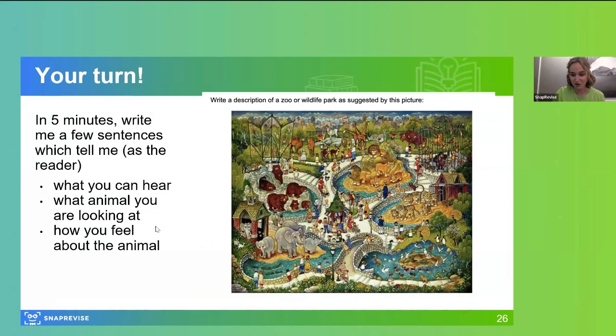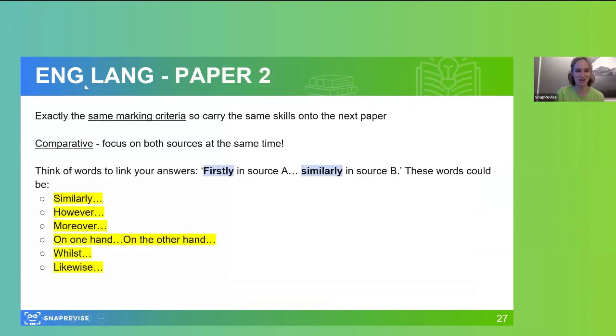So, let's move on to English language paper 2. As I mentioned before, this has the exact same marking criteria, so you should just be carrying on the exact same skills from paper 1 to paper 2. However, this paper is a lot more comparative.